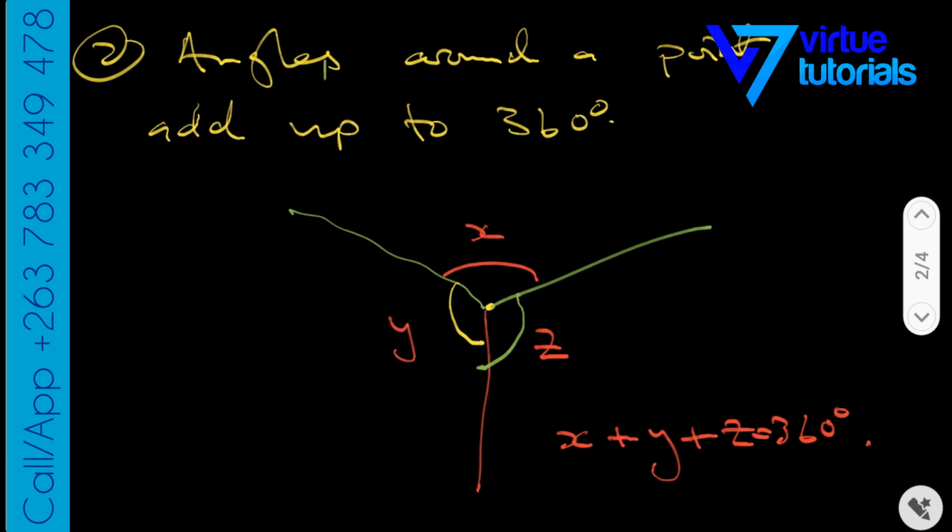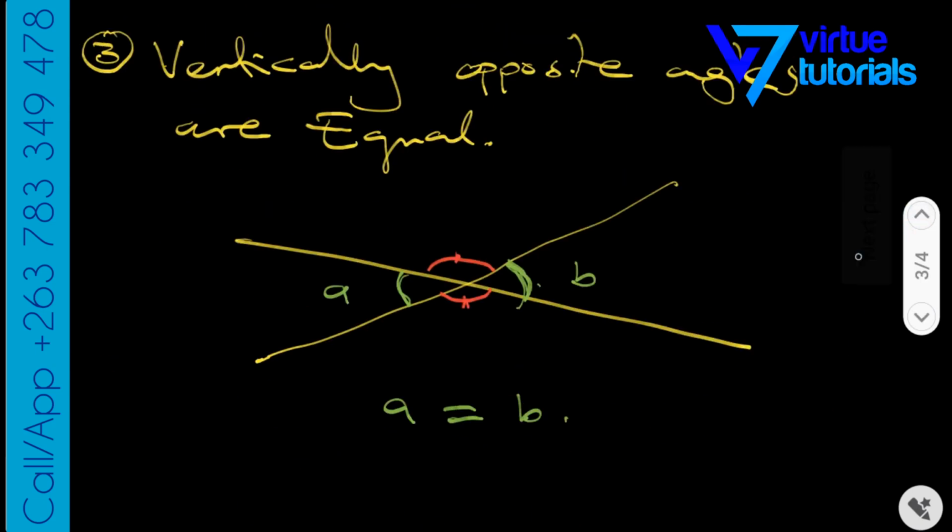The next thing is angles around a point add up to 360. So if I have a point here, the three angles surrounding that point, or 4 or 5, could be 2, 3, 4, 5, as long as the angles completely form a complete revolution, those angles add up to 360 degrees. So angles around a point add up to 360 degrees.